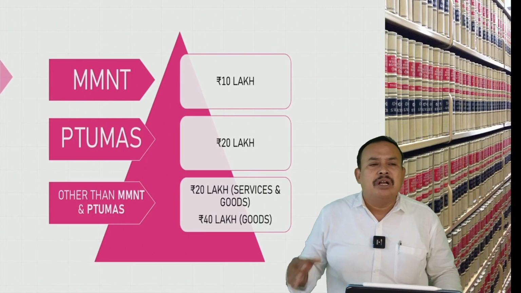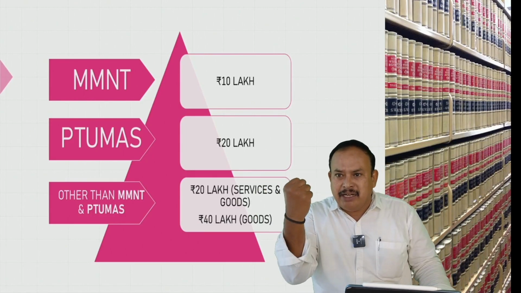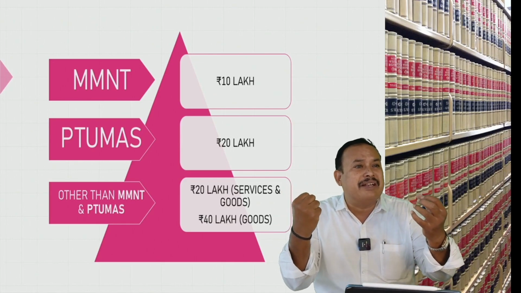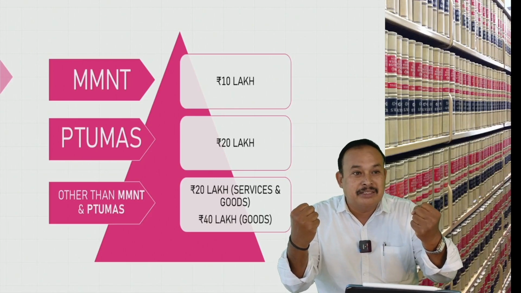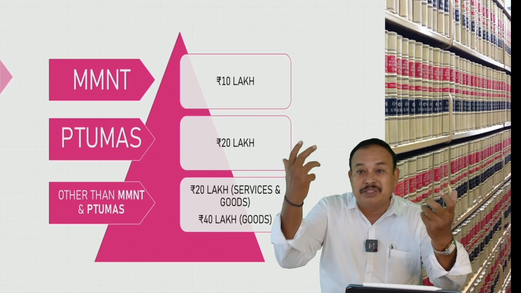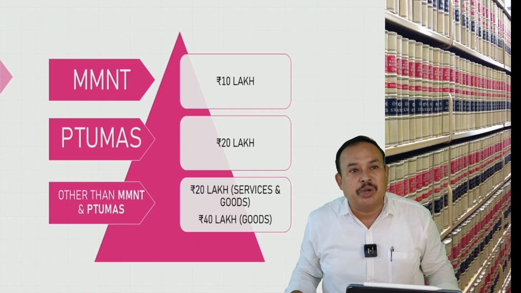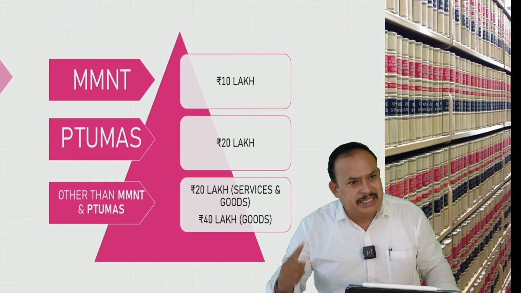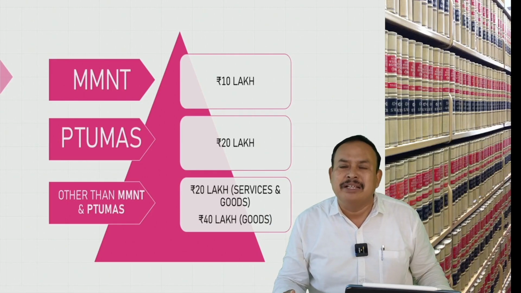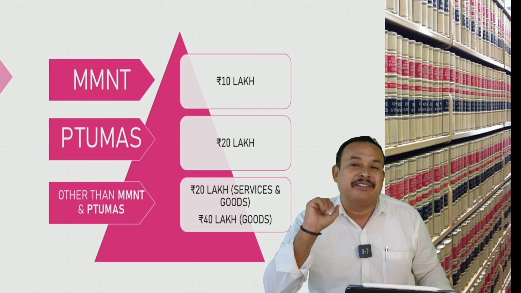Sir, what about this: I am a manufacturer on one hand, and on the other hand I am also providing services. Oh, you multi-dimensional person. Yes, sir. Service I am providing, supply of goods also. Both. Where are you located? Other than MMNT? Yes, sir. Other than PT UMAS? Yes, sir. For you, the threshold limit remains 20 lakhs, not 40 lakhs.